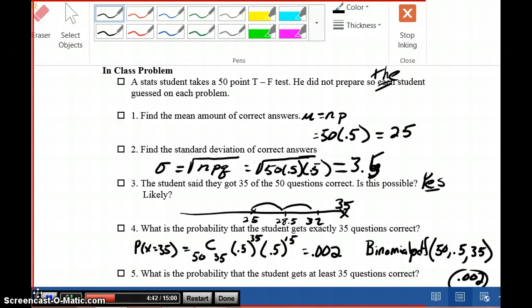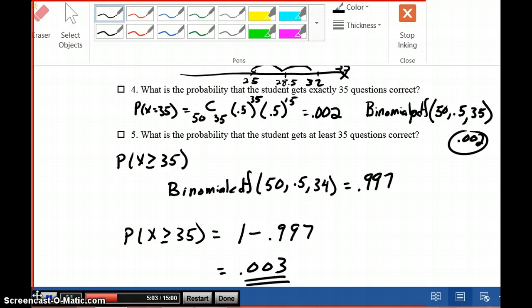I could also use the binomial probability formula in my calculator and say 50 comma 0.5 comma 35. And if I did that, I would end up with 0.002.